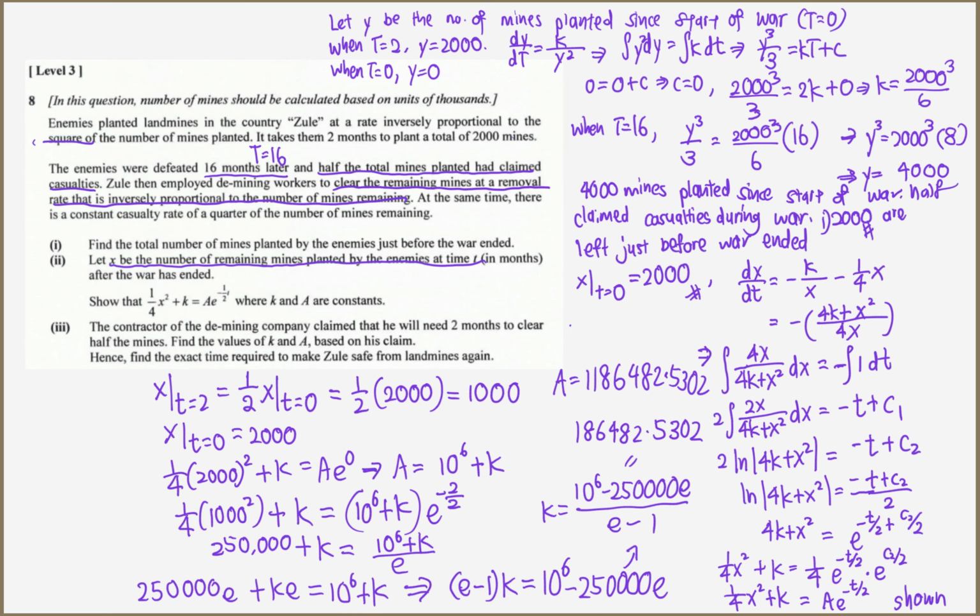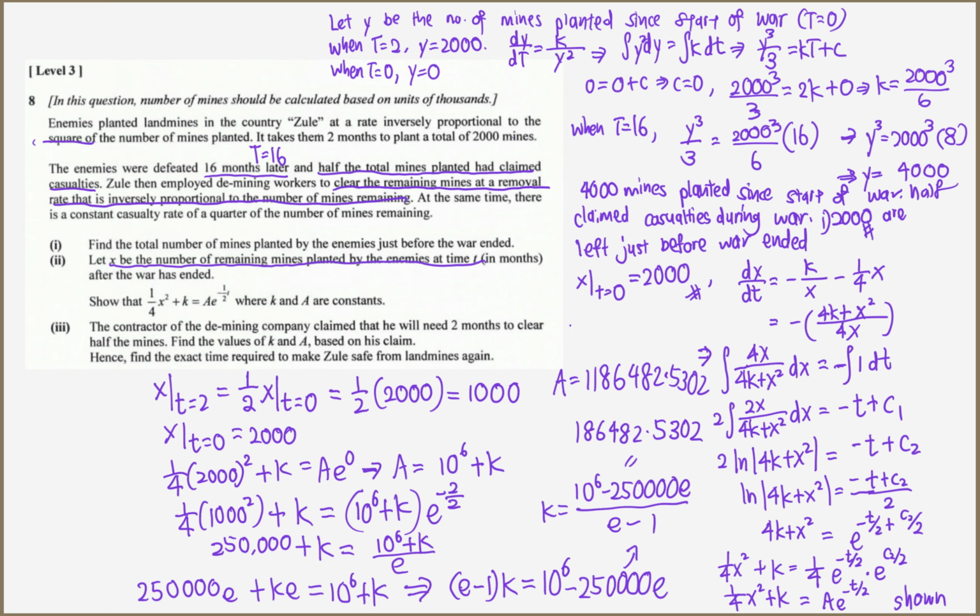We also know that when small t equals 0, the number of mines remaining at the end of the war equals 2000. In case you are confused, big T represented the time after the war started, while small t is representing the time after the war ended. Note the difference, started and ended, so we are considering different things.